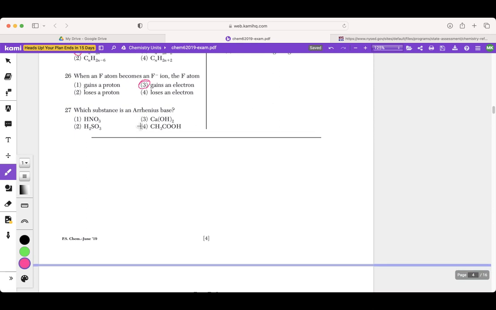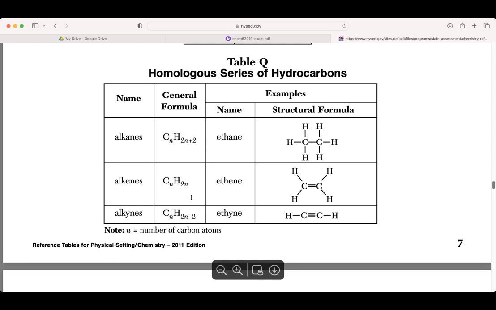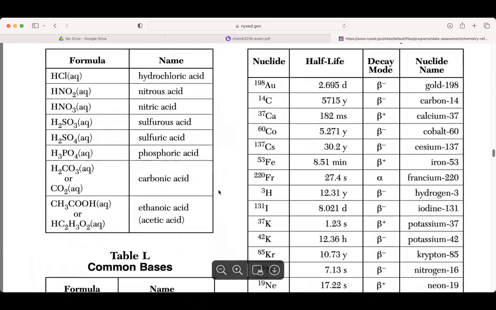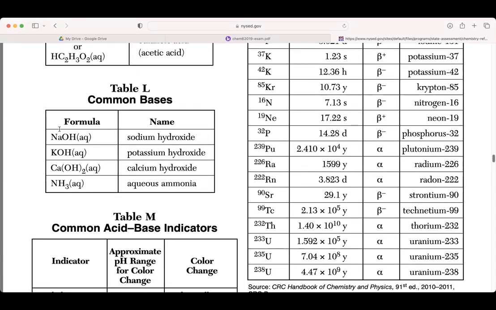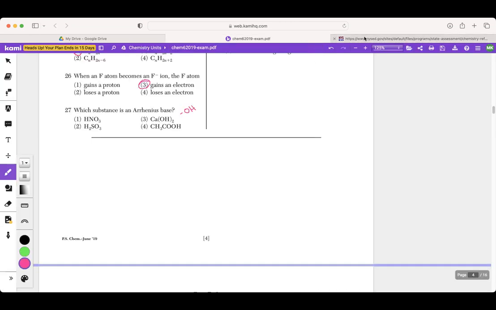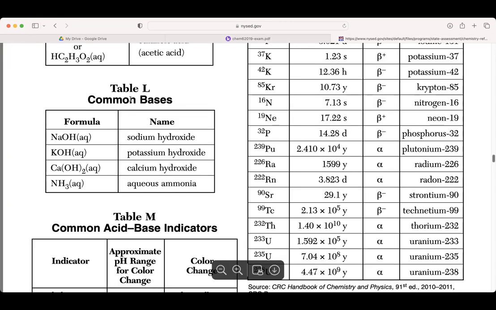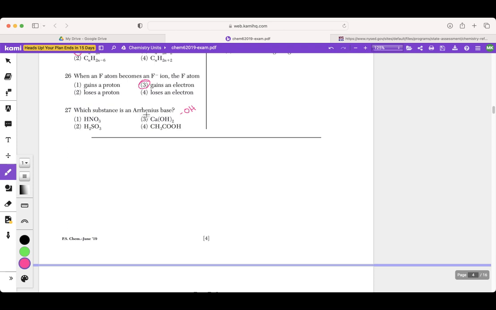27, which substance is an Arrhenius base? Okay, when we think about Arrhenius base, we're going to look for OH at the end of my compound. If you forgot this, look at your handy-dandy reference tables. And you see common bases usually end in OH. All right off the bat, if you looked at table L, you would know calcium hydroxide, Ca(OH)2, is your choice. So I can circle that automatically from the reference tables.